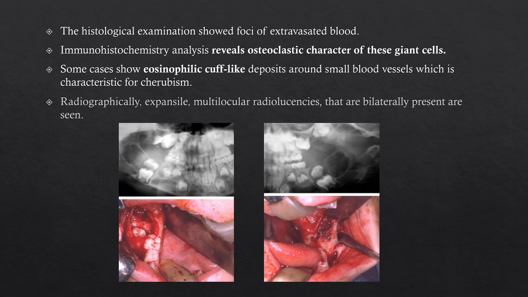Some cases show eosinophilic cuff deposits around small blood vessels, which is characteristic for cherubism. Radiographically, multilocular radiolucencies, which are present bilaterally with multiple impacted teeth, are seen. As you can see in the images, there are multiple impacted teeth and large radiolucencies, and it's a primary dentition that you can see for the patient. So it's a disease that occurs early.